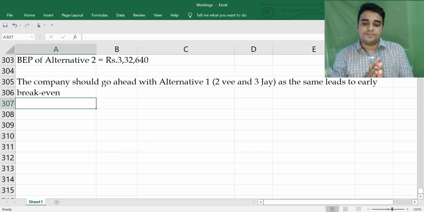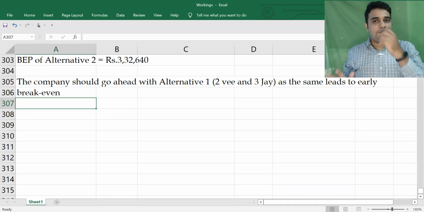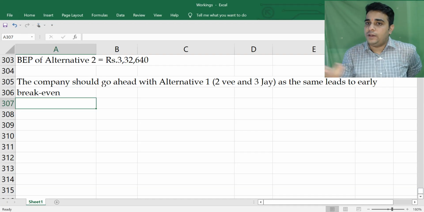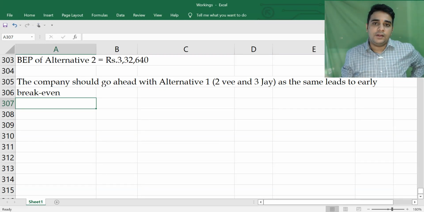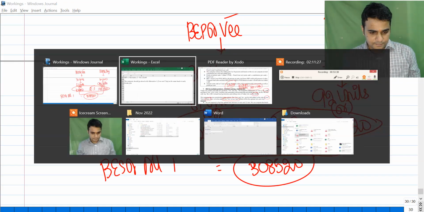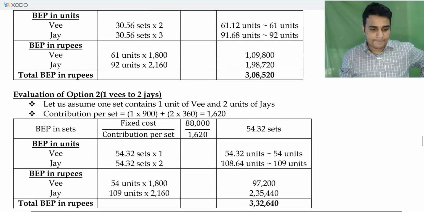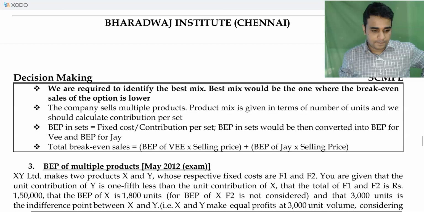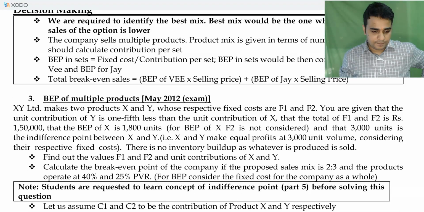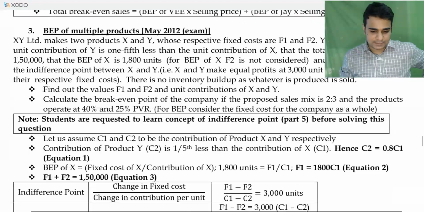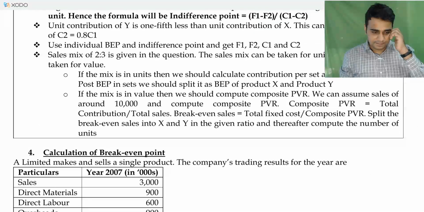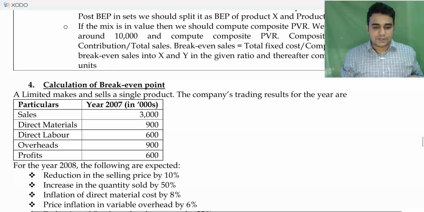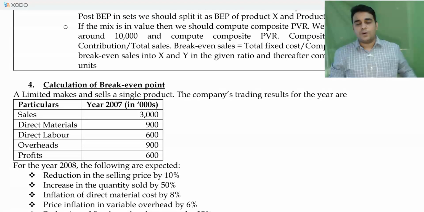The challenge is we have to calculate break even point, but we have two different contribution. So if you have two different contribution, you will have to calculate contribution per set and then go ahead with solving the problem. I'll come to this 3 later because I'll have to explain indifference point. Let's come to question 4.